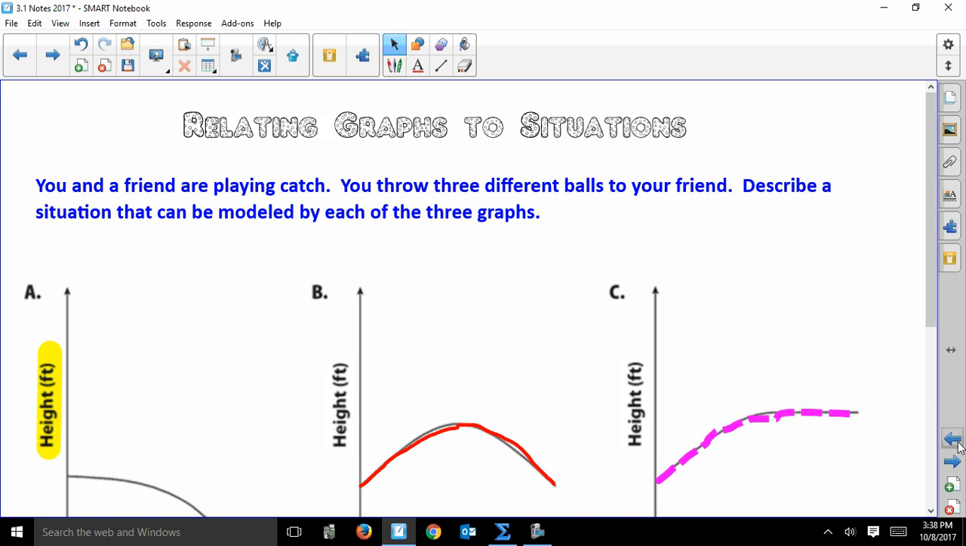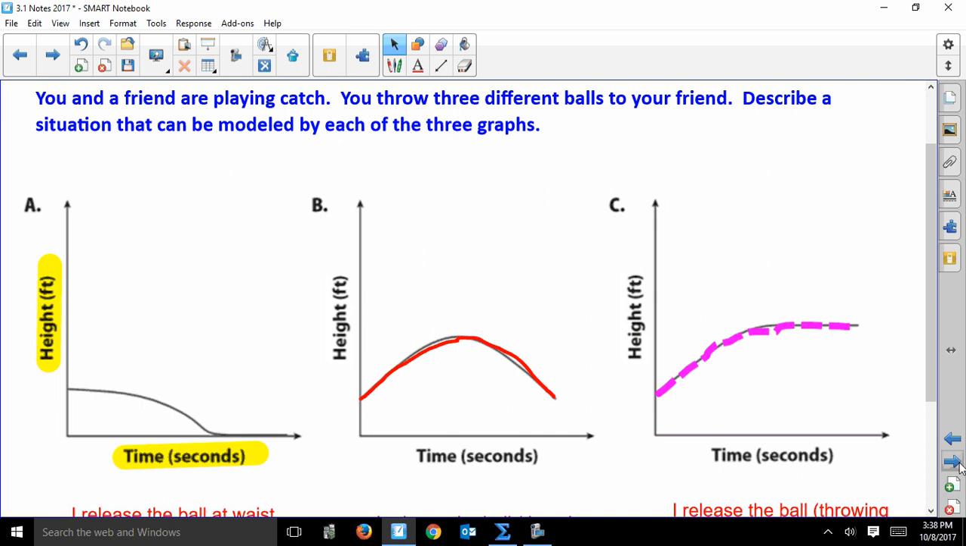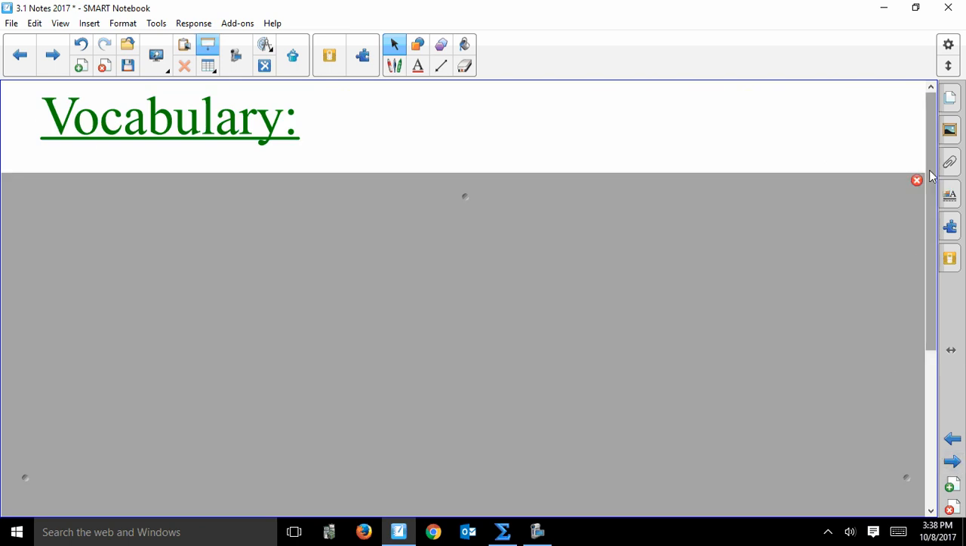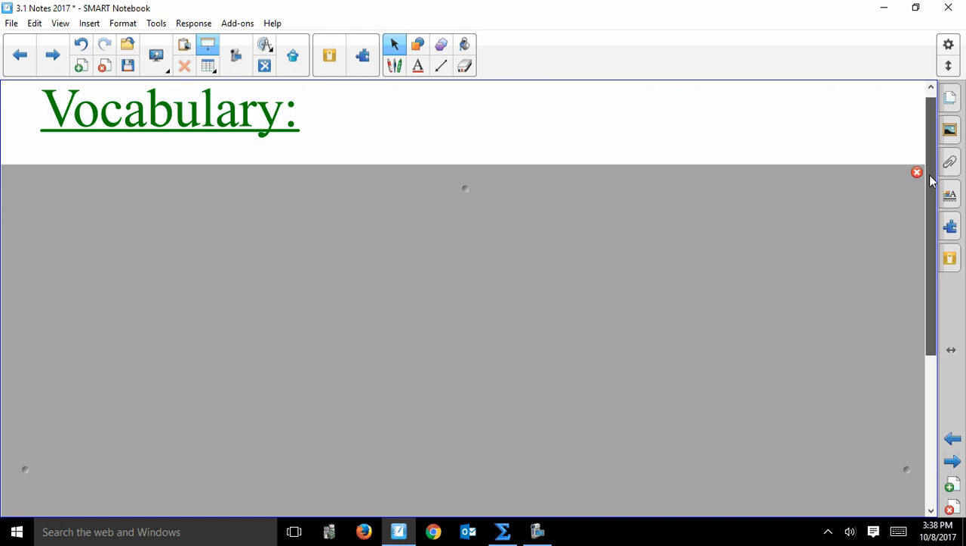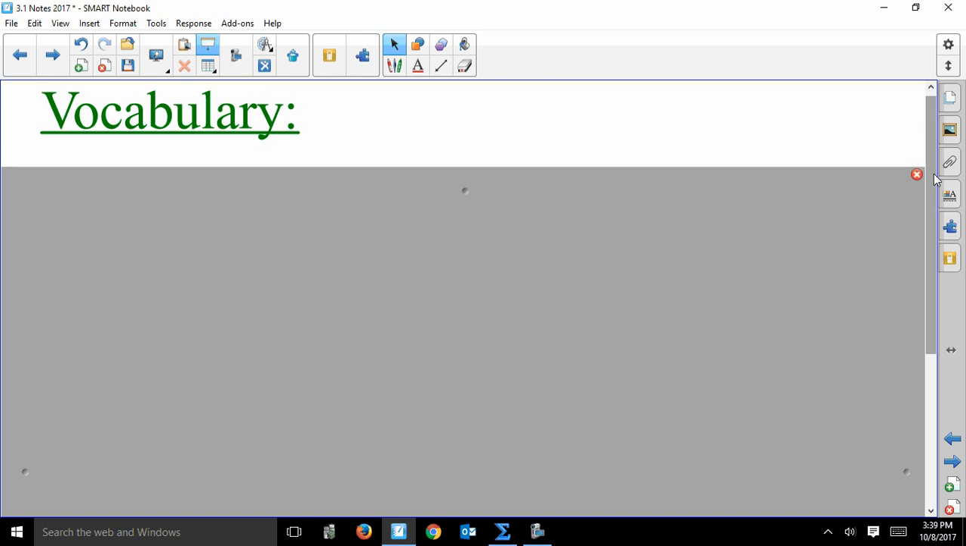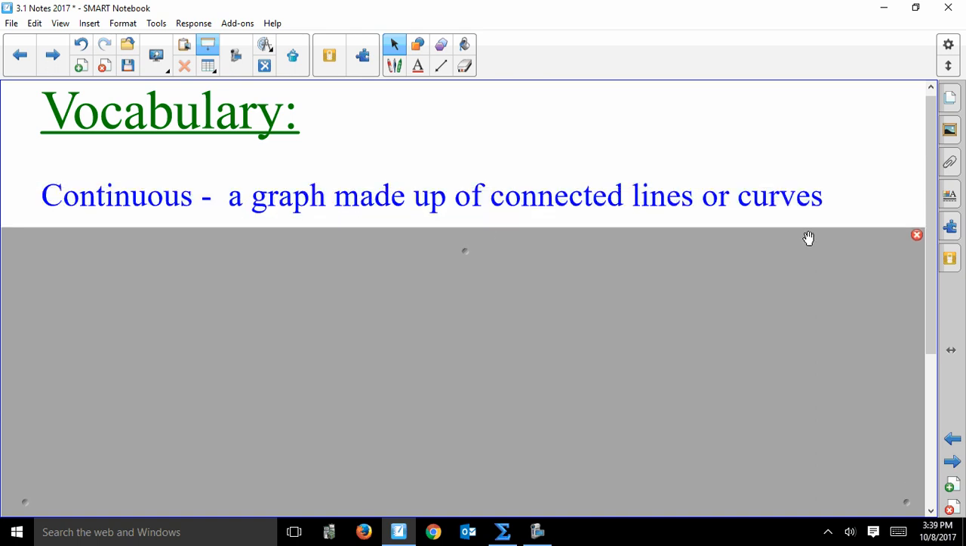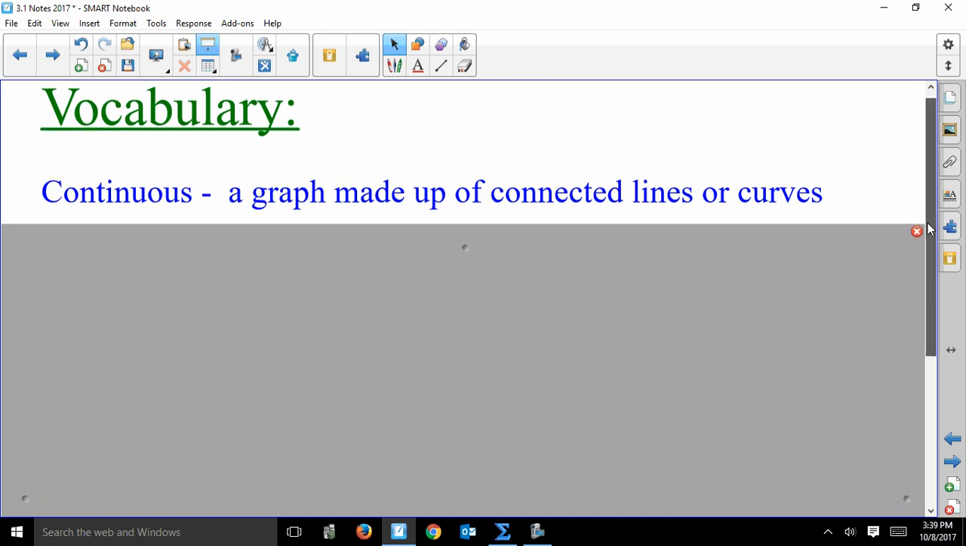Okay, so now we've looked at interpreting a graph and relating graphs to situations. Now we're going to go through some vocabulary terms. On your note sheet, you should see 4 vocabulary terms: continuous, discrete, domain, and range. Keep in mind, if you need to pause the video to write things down, make sure that you do that. First of all, a continuous graph is a graph that is made up of connected lines or curves. Both of the graphs that we've looked at are examples of continuous graphs.